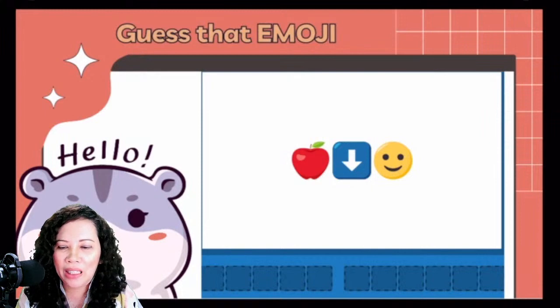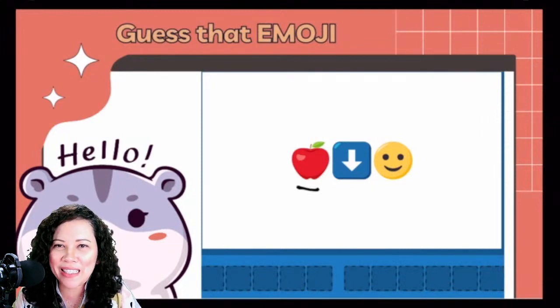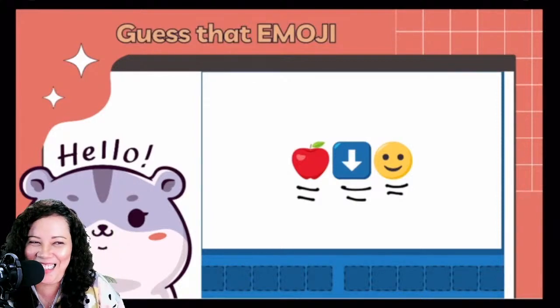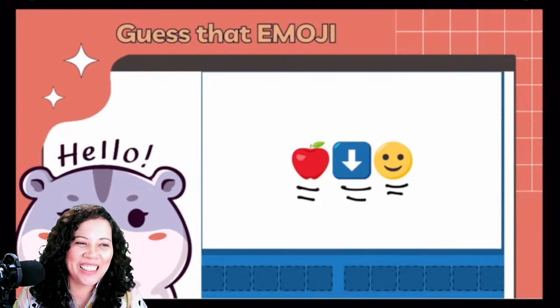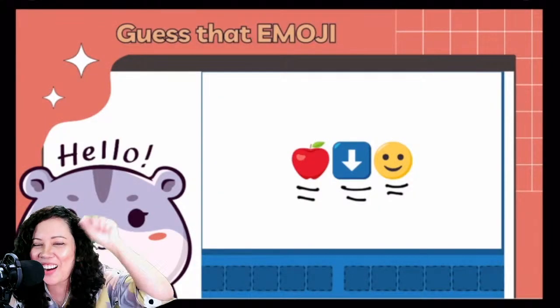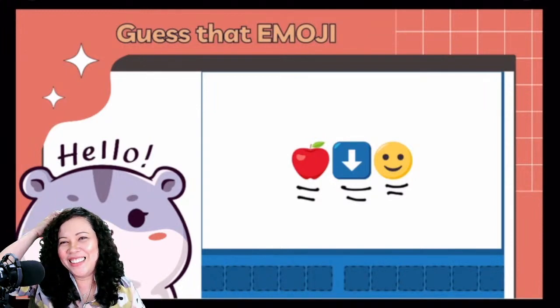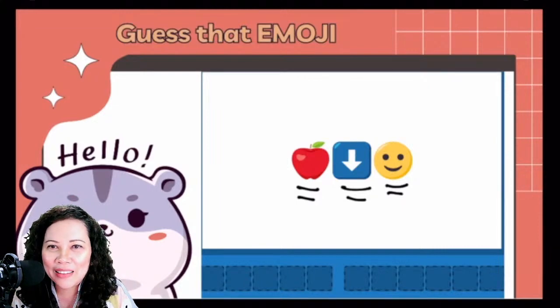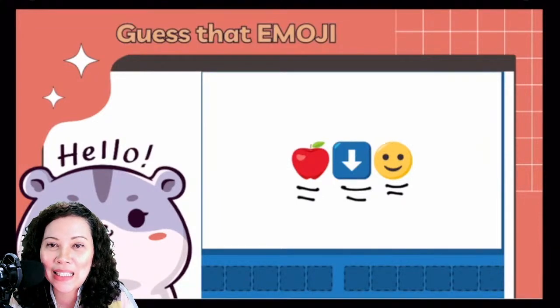An apple, an arrow down, and a smiley face. Apple the, don't judge the singer. Apple the app. No, no, it's not Apple the app. It's Apple the down. The arrow is going down. Who is this?